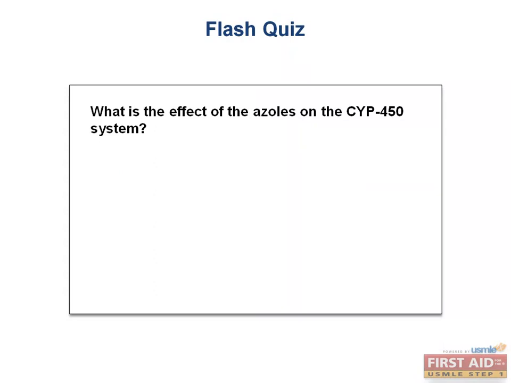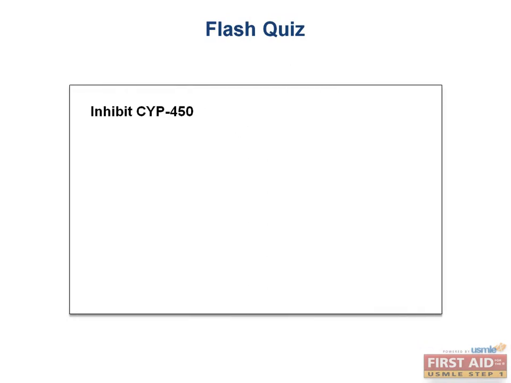So, time for another flash quiz. What is the effect of the azoles on the cytochrome P450 system? I'm so glad you were listening. They inhibit the P450 system.